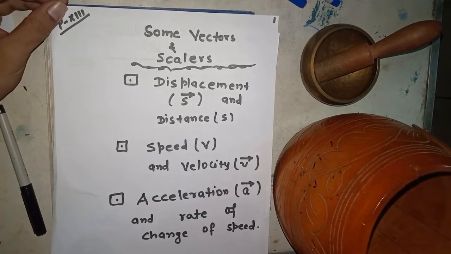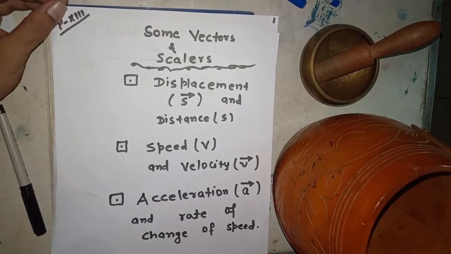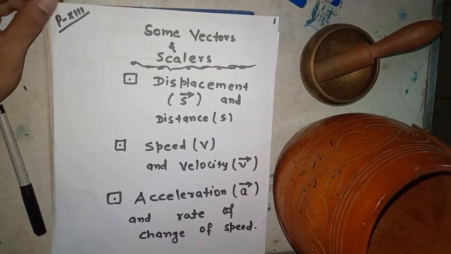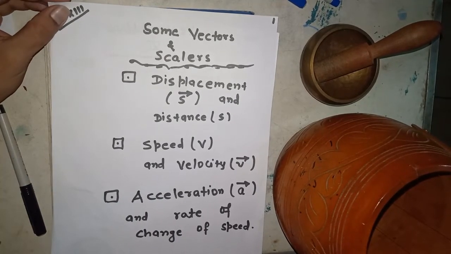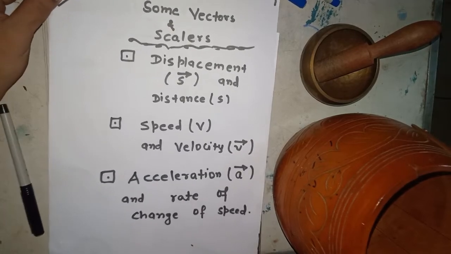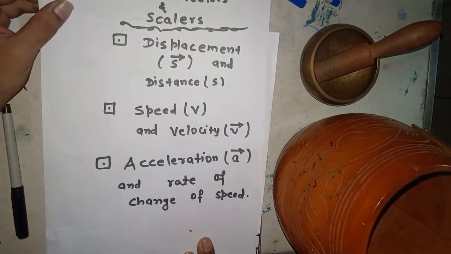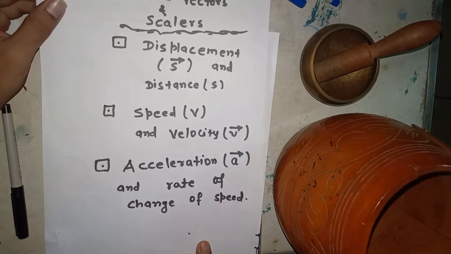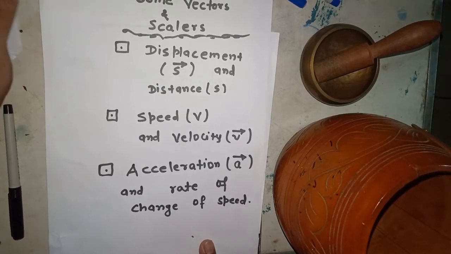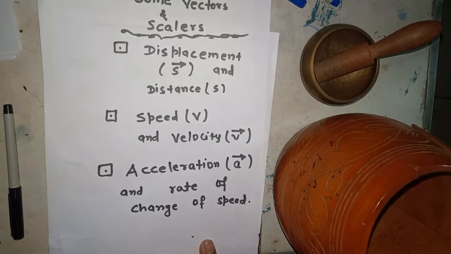displacement, distance, speed, velocity, acceleration, and rate of change of speed. These terms must be understood in kinematics for the basic idea of motion.